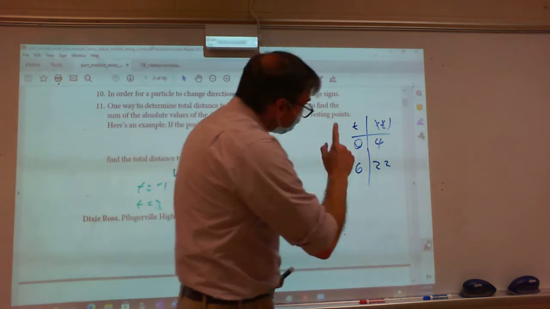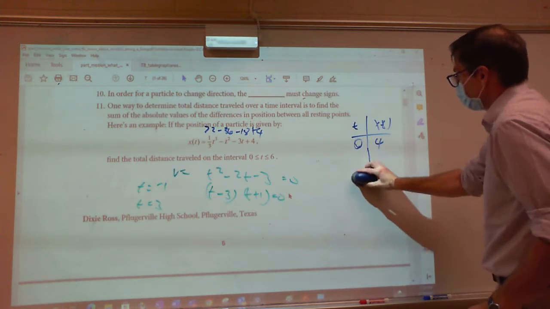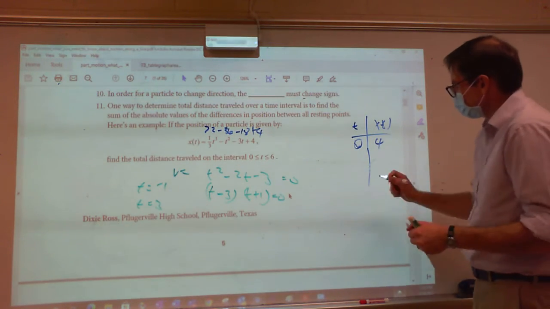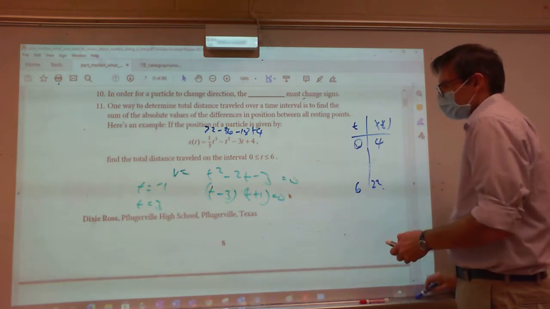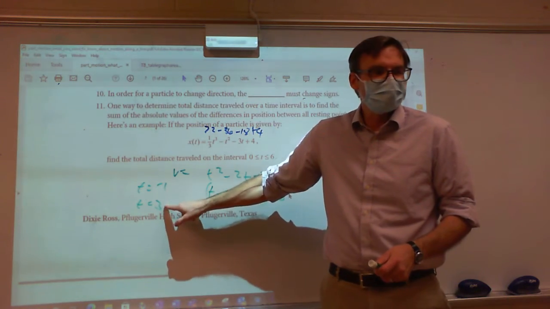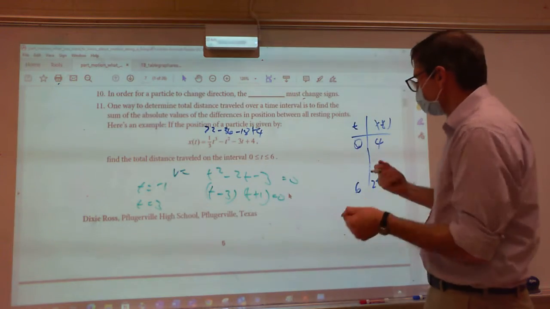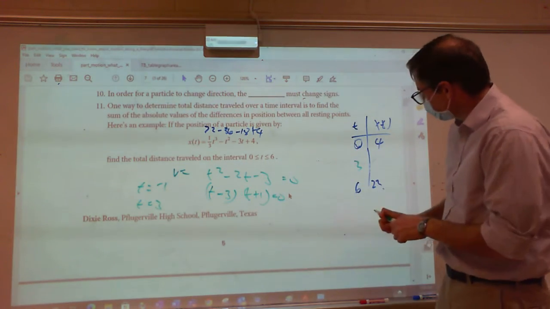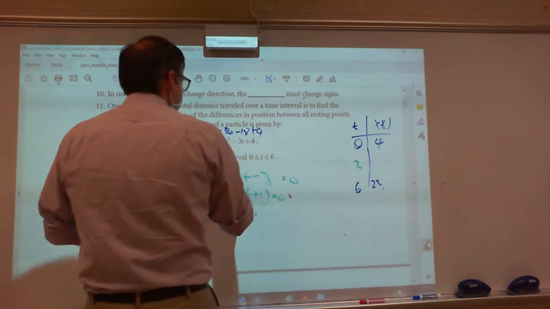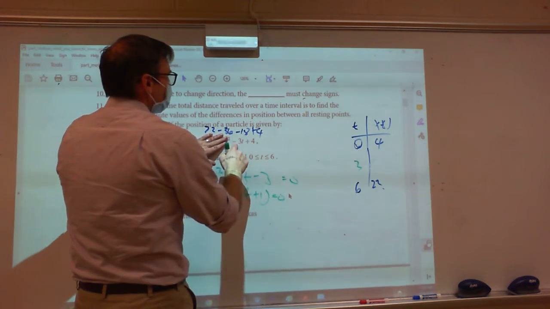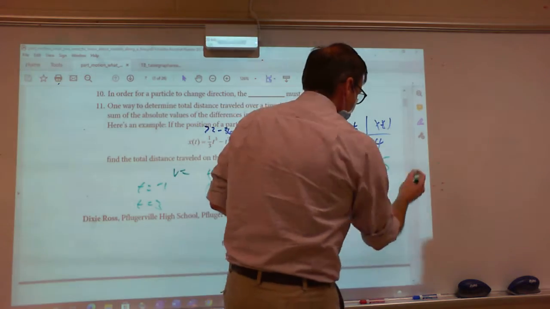And so what I should have done with my chart is at 6 I get 22. Now I need to, like, this is a turning point. This is where my velocity is 0. So I'm going to plug 3 in. And when I plug 3 in, let's see, 9 minus 9 is 0. That gives me -5.